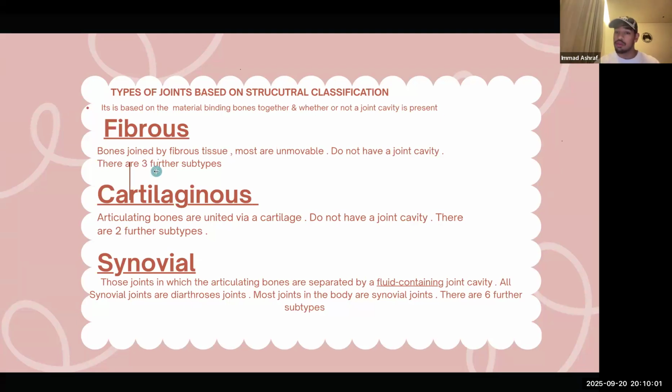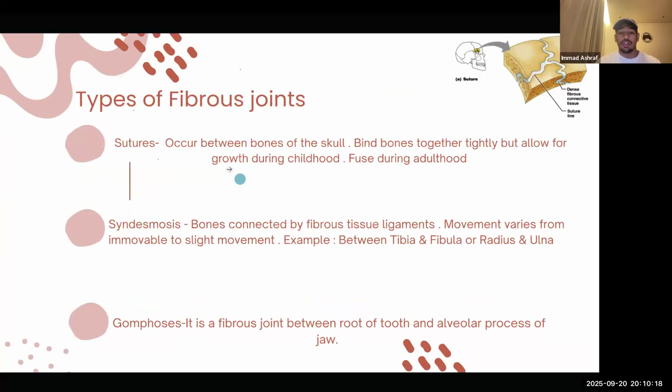Whereas the fibrous joints, most of them are synarthrosis. They're not movable because, well, it's fibrous, it's solid. You can't move it. So we'll take now the further subclassifications. There are three for fibrous, two more for cartilaginous, and then six for synovial. So we'll take them right now. The types of fibrous joints are three: sutures, syndesmosis, and gomphosis.